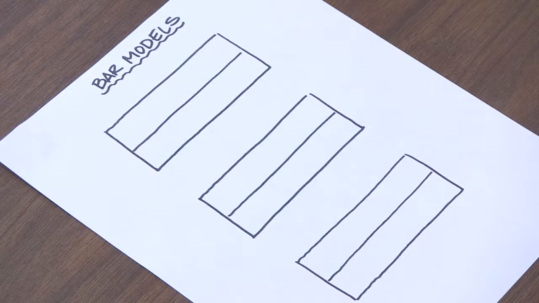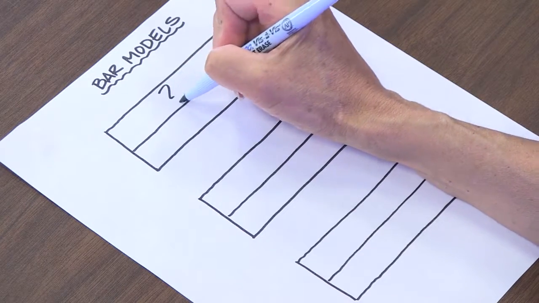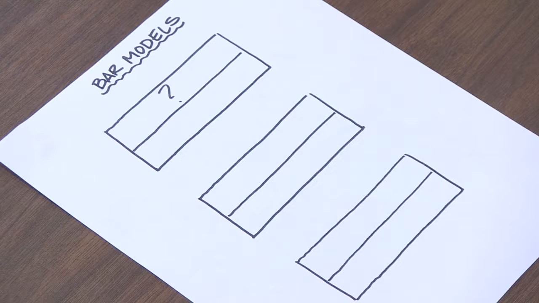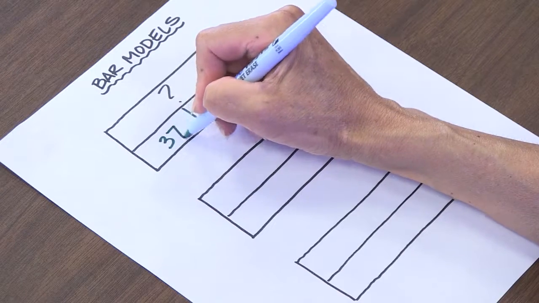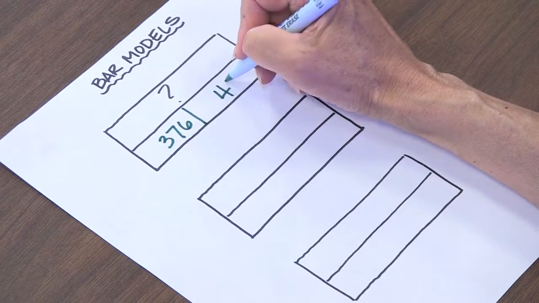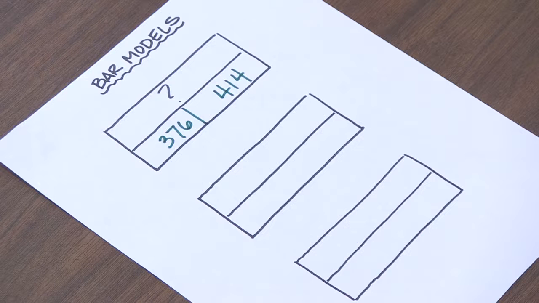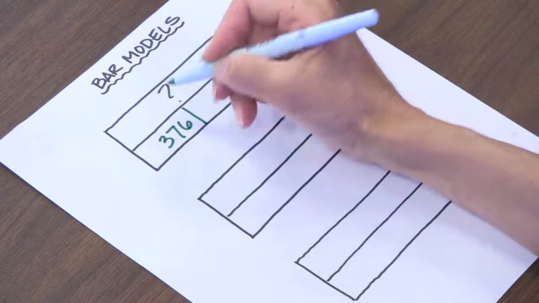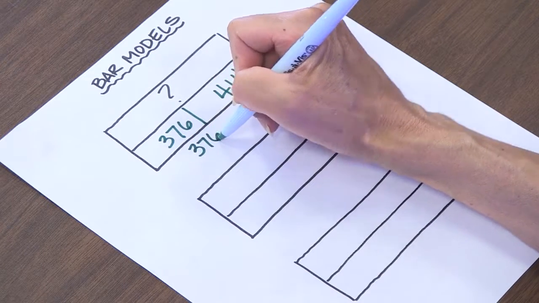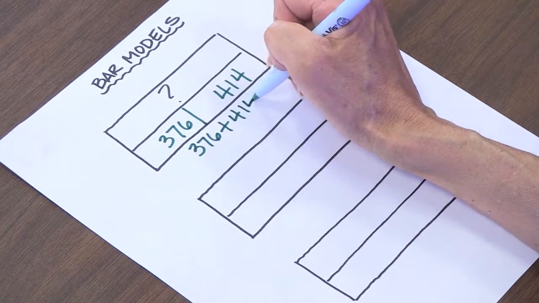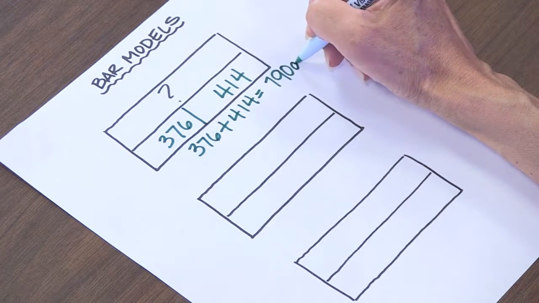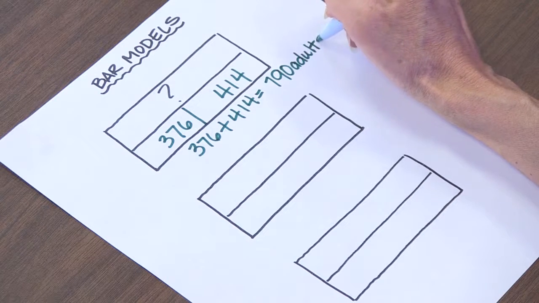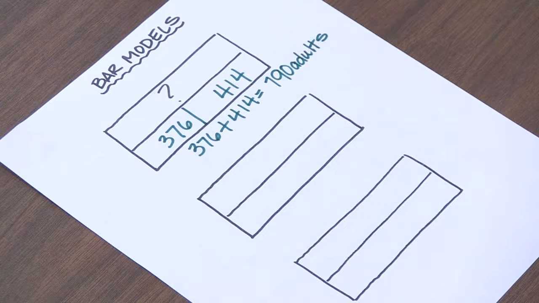So let's put a question in the whole box for the total, and we'll fill in 376 men and the 414 women. Write an equation to solve. My equation would be 376 plus 414 gives me 790 adults. What is the second step?